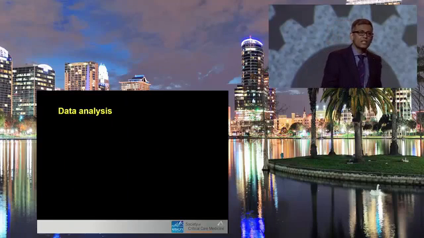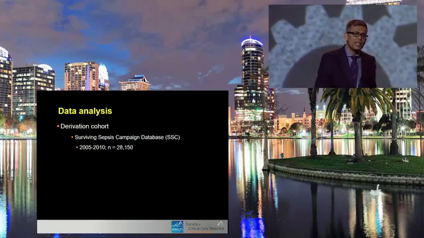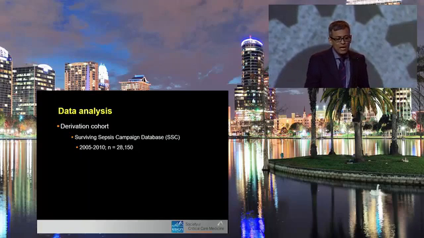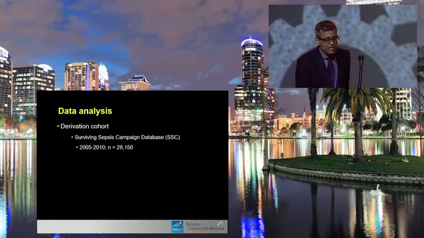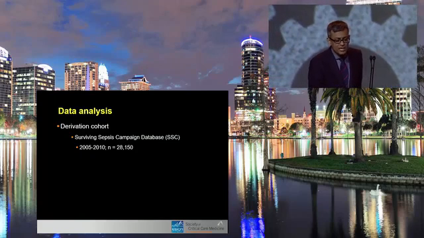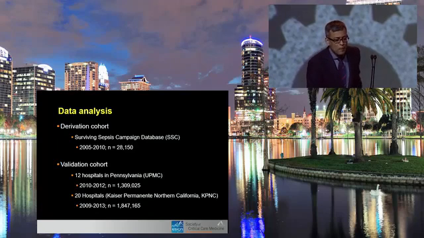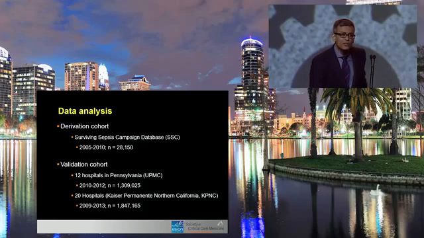So data analysis, we've got 2 sets of analyses. The first is a derivation cohort. The derivation cohort came from the Surviving Sepsis Campaign database. It involves 28,000 odd patients over 6 years, an international cohort of patients. The validation cohort came from the same data set that Dr. Seymour highlighted earlier, which is the 12 hospitals from Pennsylvania, UPMC data set, and the 20 hospitals in the KPMC data set. I'm going to focus on the derivation cohort. You can see more details of the validation cohort in the manuscript.